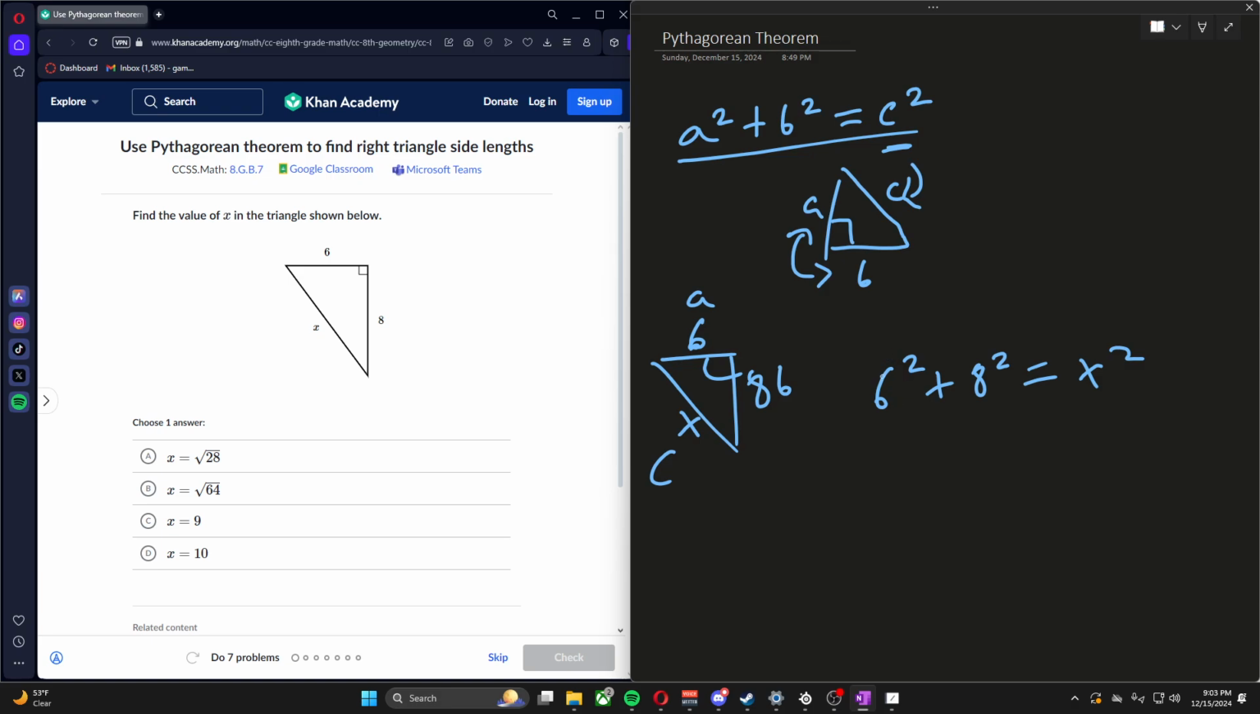So 6 squared is 6 times 6, which is 36. 8 squared is 8 times 8, which is 64. And then we bring down our x squared. We can combine like terms since both of these are just regular coefficients. This will give us 3 plus 6 is 9. 6 plus 4 is 10. We carry the 1. 90 plus 10 is 100. 100 equals x squared. How do we get rid of the squared, you might ask?